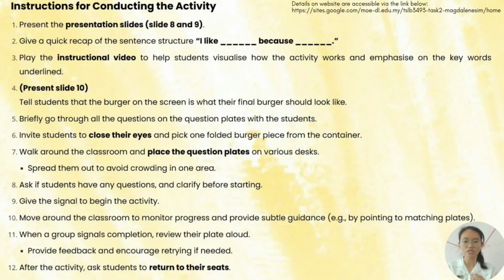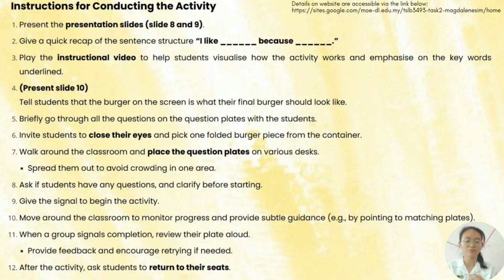The teacher should invite the student to close their eyes and allow them to pick one folded burger piece from the container. Then, the teacher should walk around the classroom and place question plates on various desks. It's important to spread them out evenly across different places to prevent overcrowding in one area.